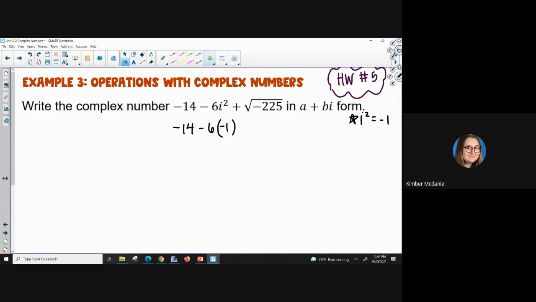Now, somebody tell me if you know it off the top of your head or if you need to use your calculator. What is the square root of 225?